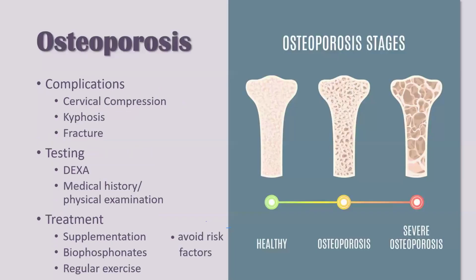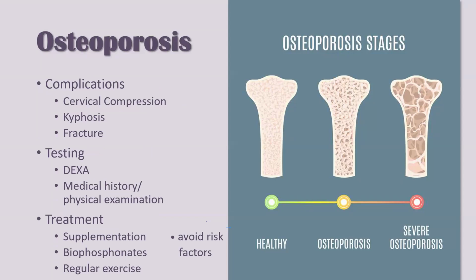Complications that someone might suffer from with a diagnosis of osteoporosis are cervical compression, which is compression of the cervical spine, kyphosis, which is curvature of the spine, as well as fracture. Osteoporosis is sometimes called a silent disease because many people don't know they have it until they suffer a break.